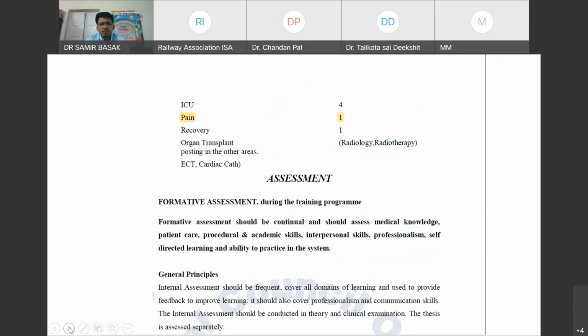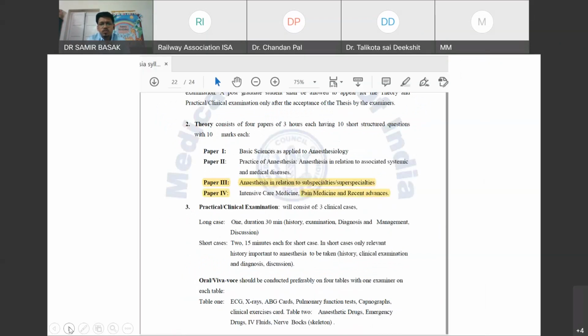Regarding the formative assessment, we can see in paper 3 and paper 4 there is anesthesia in relation to subspecialty or super specialty. Here in paper 3 also come pain medicine and critical care medicine. And paper 4 specifically mentions pain medicine and recent advances in addition to critical care. So it is going to be a very important topic for DNB and MD students during training to learn the basics and a few advanced aspects of pain medicine.